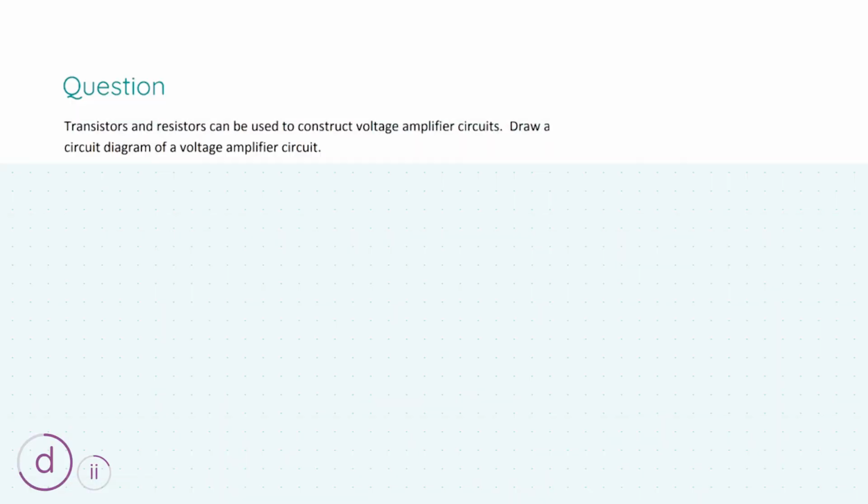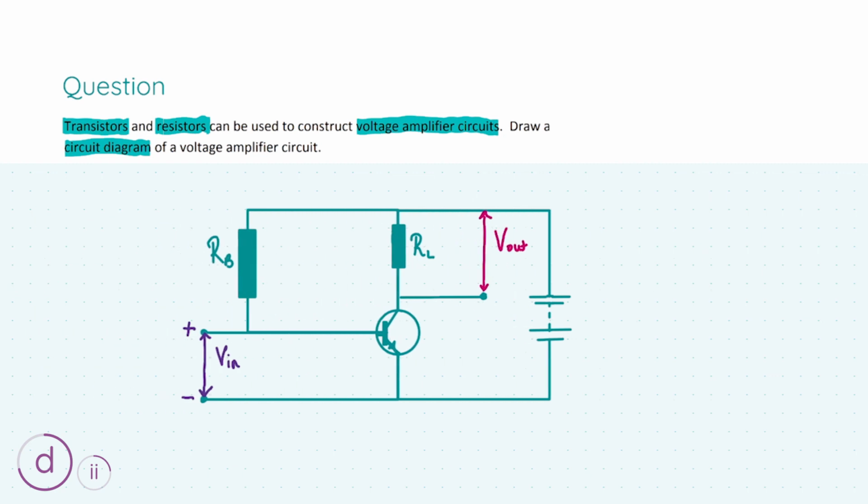Okay, so we are told that transistors and resistors can be used to construct voltage amplifier circuits. So we need both transistors and resistors for voltage amplifier circuits, and we're asked to draw a circuit diagram of this voltage amplifier circuit. And here it is, I have it here, the arrangement. The key features, as pointed out to us in this question, are going to be the transistors and the resistors.